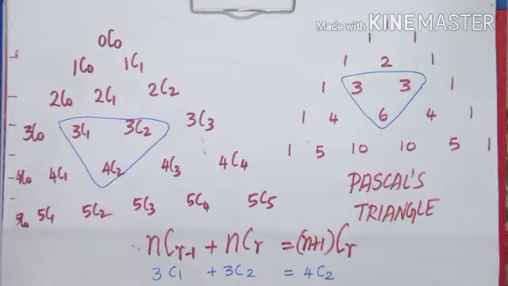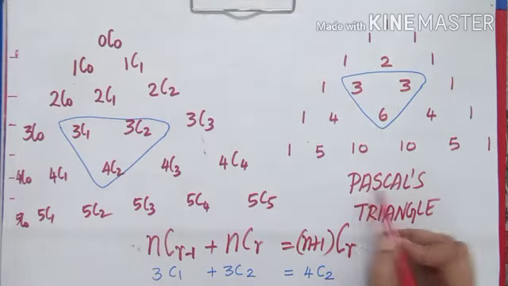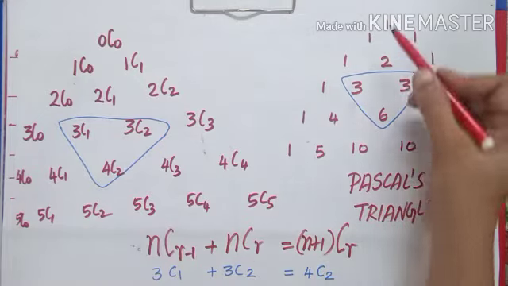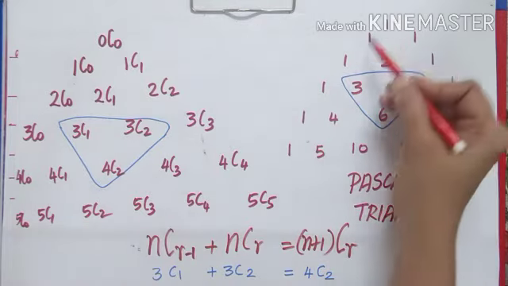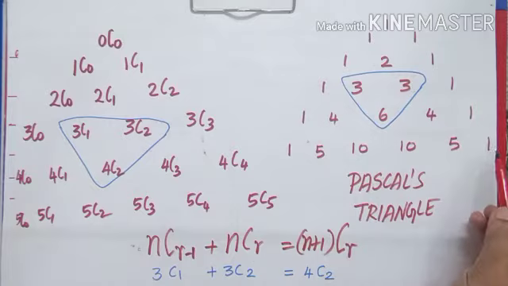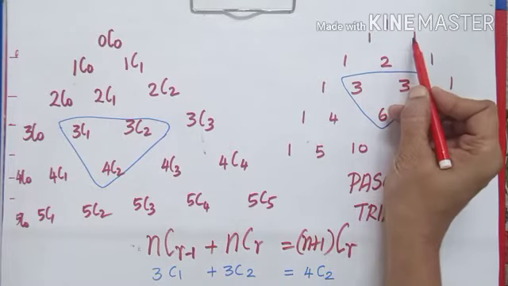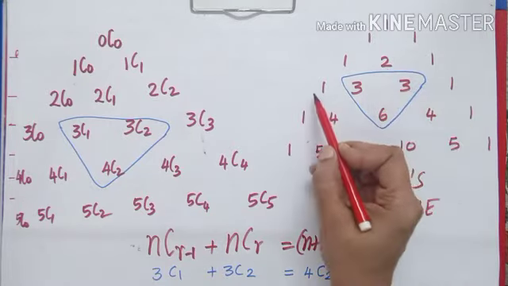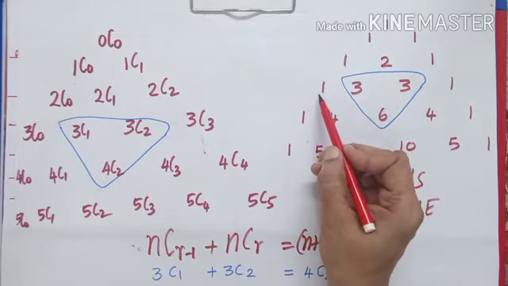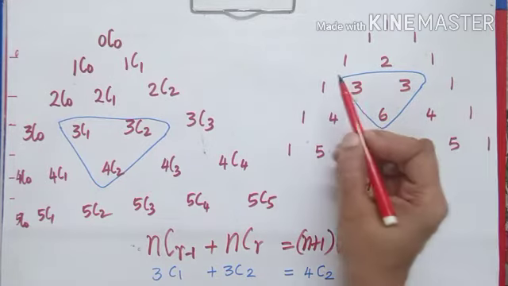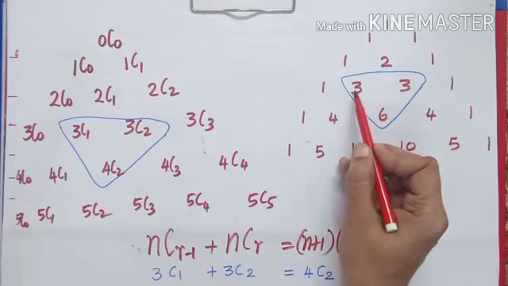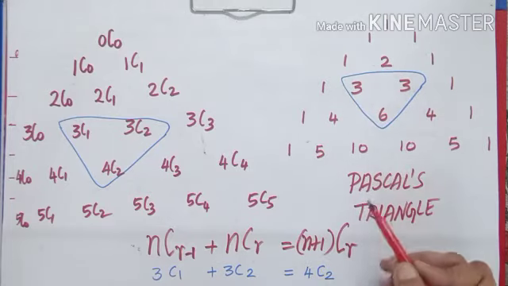With combination, we have an interesting topic called Pascal's triangle. Look at these numbers 1, 1, 1 on both the sides. Here, add 1 and 1, I get 2. How do I form the next line? 1 in the beginning, 1 in the ending. In between, 1 plus 2 gives me 3, 2 plus 1 gives me 3.